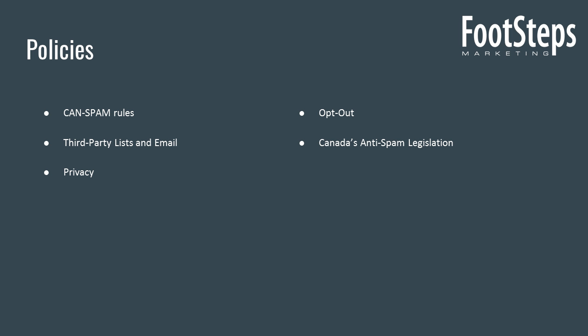As far as Canada's anti-spam legislation, those are pretty much the same. They deal with some of the same things: you have to have the sender name, you have to honor opt-out, and you have to make sure that your location is always on every single email that you send out.